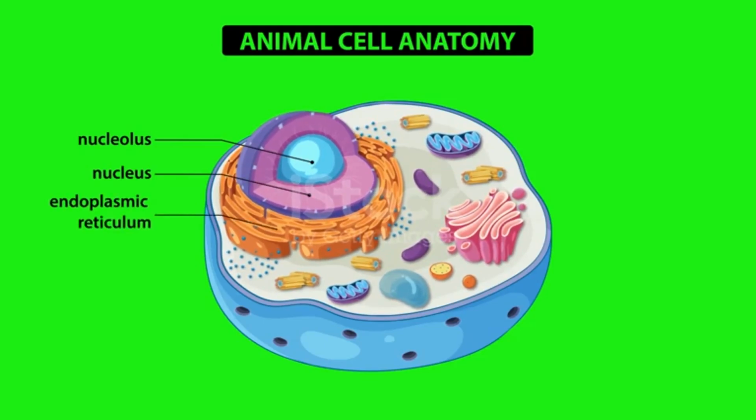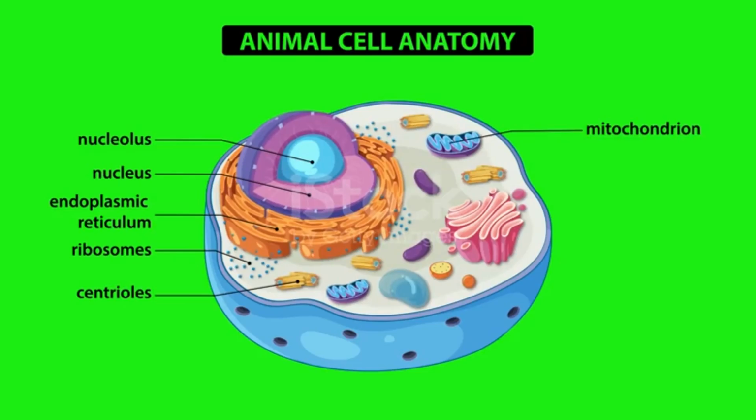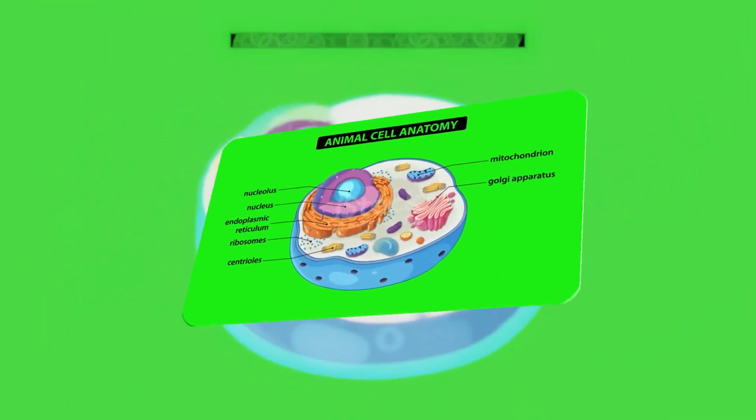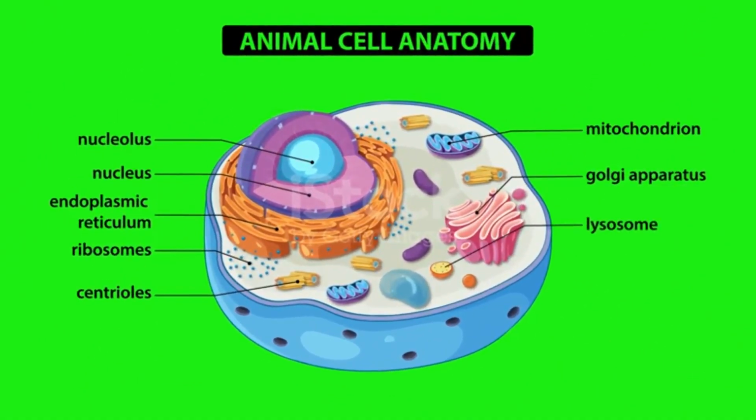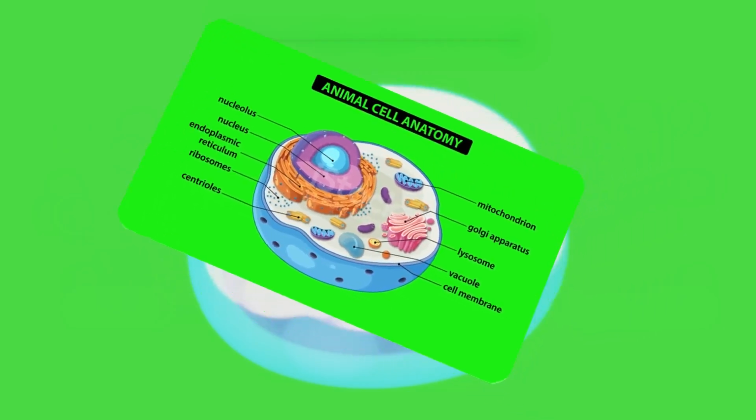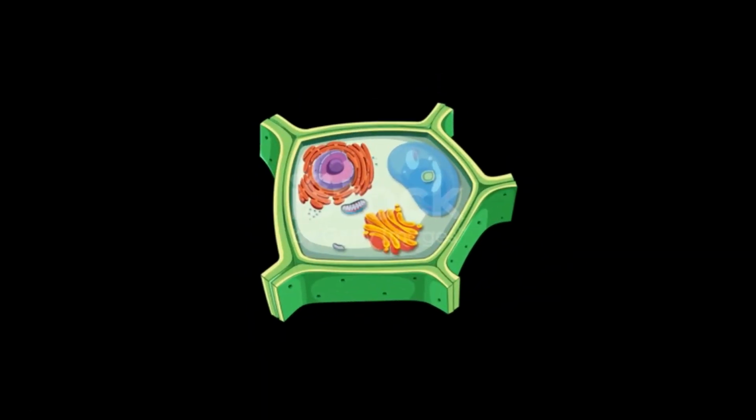Lysosomes are the digestive organelles of the cell. They contain enzymes that break down waste materials, old organelles, and harmful substances. Their functions include digestion, recycling, and defense against bacteria. Lysosomes help keep the cell clean and healthy. They are sometimes called the recycling centers of the cell.